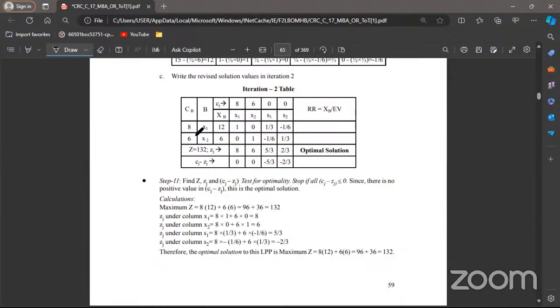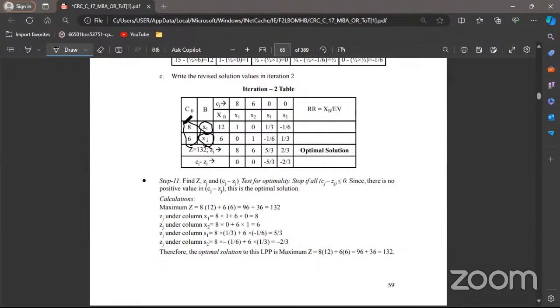Okay. Now see here. From the first table, we had S1, S2. In the first table, S1 got replaced with X1. In the second table, S2 got replaced with X2, along with the contributions 8 and 6. And these are the new values. We have entered the new values in the table. Again, we have to find out the Zj value.